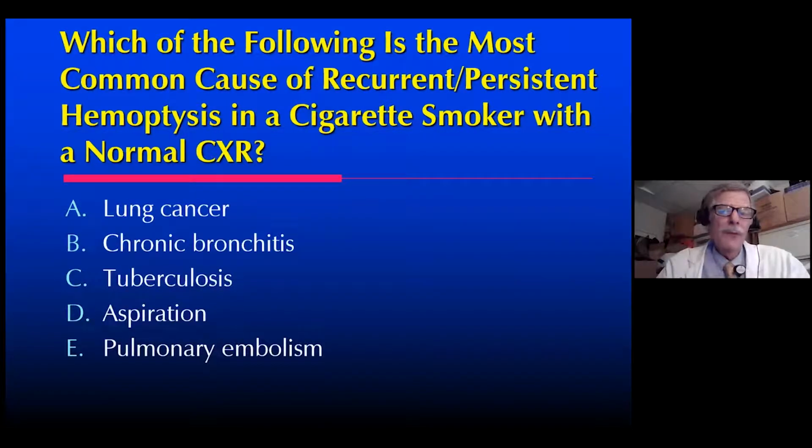What if the x-ray is normal? And here's our question for the boards. What's the most common cause of recurrent or persistent hemoptysis? This is in a cigarette smoker where we did a normal chest x-ray. Here are choices: lung cancer, chronic bronchitis, tuberculosis, aspiration, pulmonary embolism.